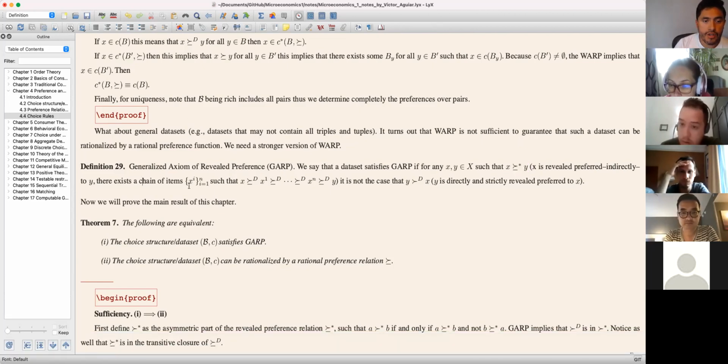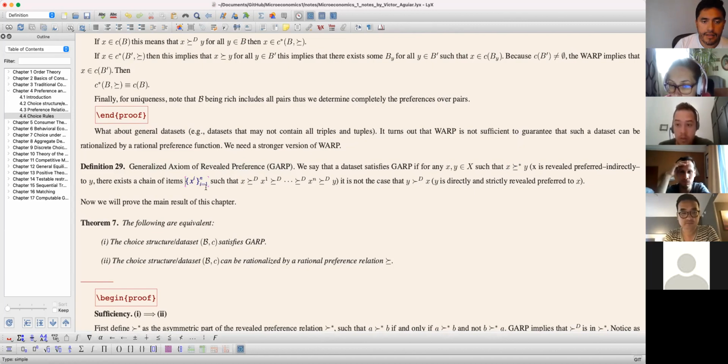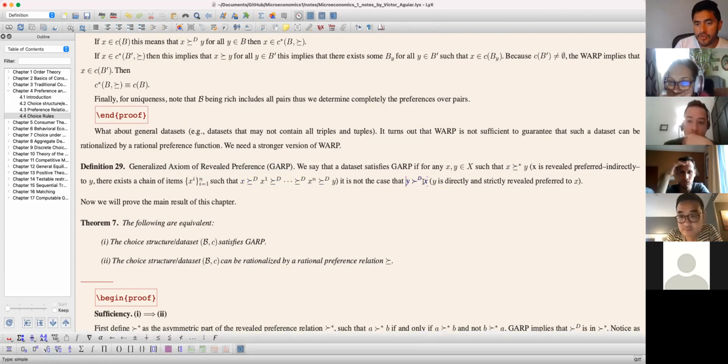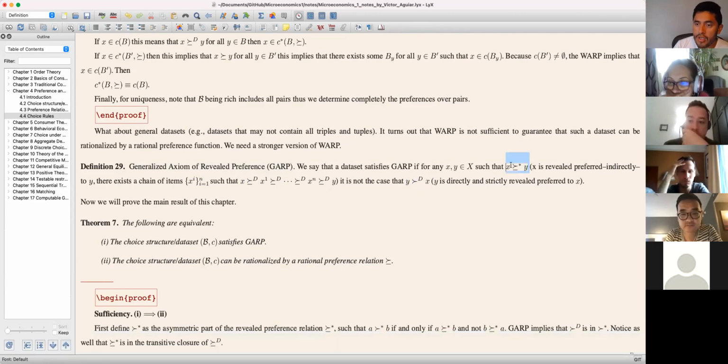Then there exists a chain of items, x_i, indexed from 1 to n, such that x is directly preferred to x_1, ..., x_n, and then this is directly preferred to y. It is not the case that y is directly and strictly preferred to x. So in other words, if you have indirect revelation of x to y, there cannot be direct revelation of y to x.